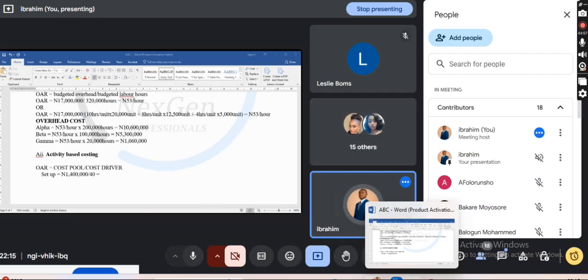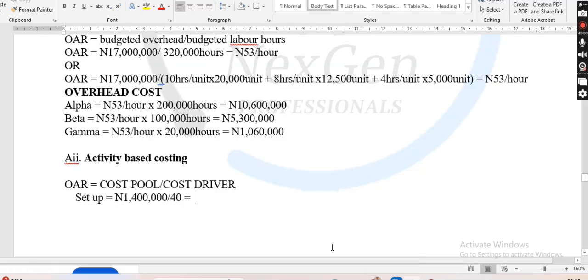Class, are we together? Of each of the flats. You bring 50,000, you divide it by 3. Fine. You will now multiply it by the consumption of each of the flats. And that is what the activity-based costing is doing. Please give me a figure. What is the figure for this?